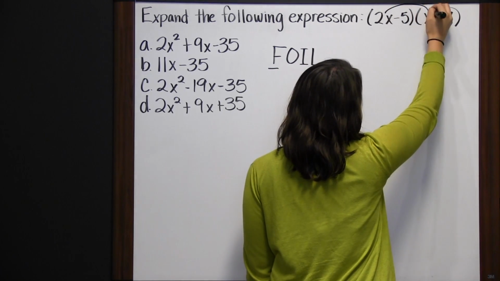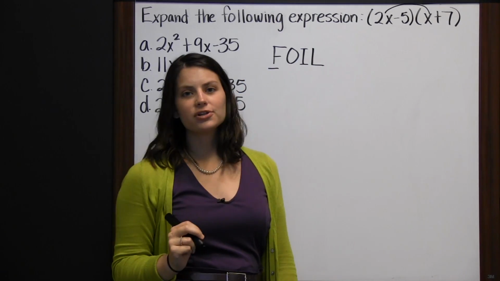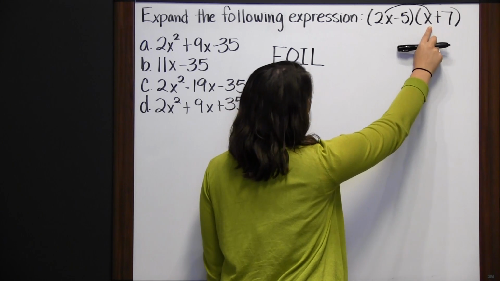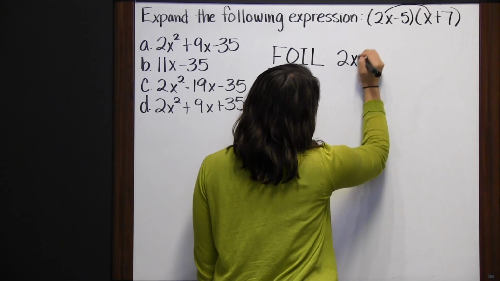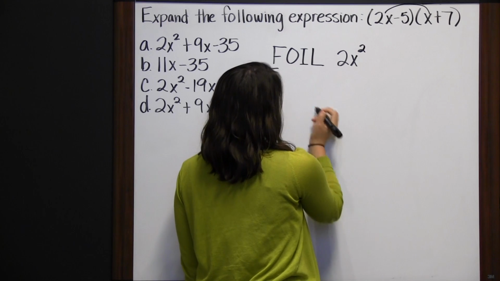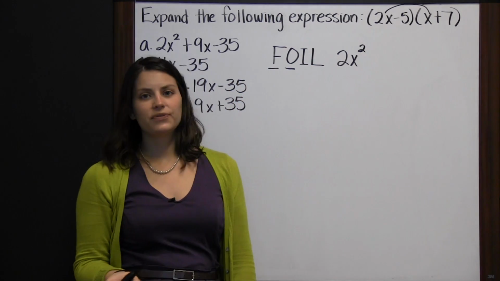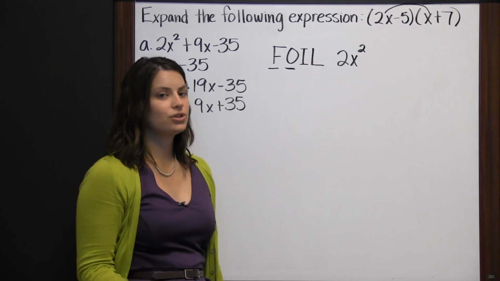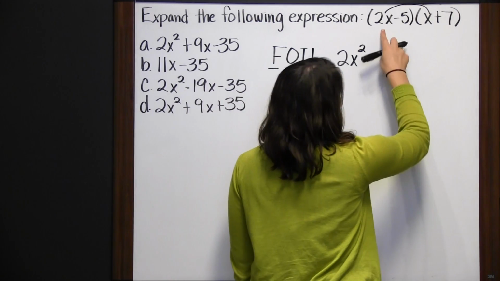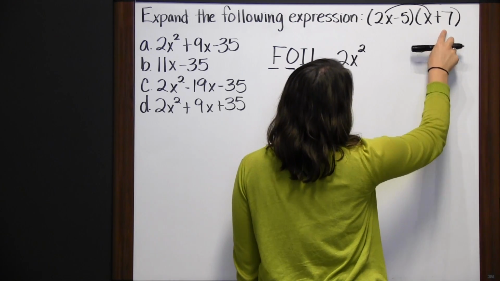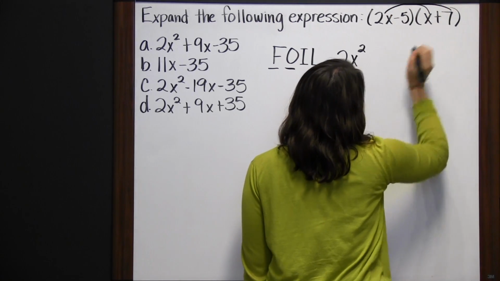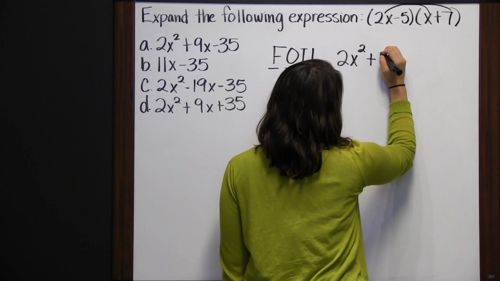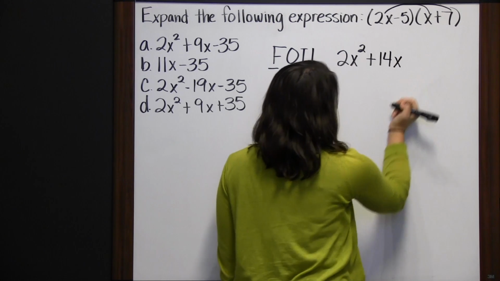So that's 2x times x. Those are the first terms in each set of parentheses. 2x times x is 2x squared. The O stands for outer or outside. So now we're going to multiply the two outside terms. And that's 2x and positive 7. Those are on the outside. 2x times 7 is 14x. So plus 14x.